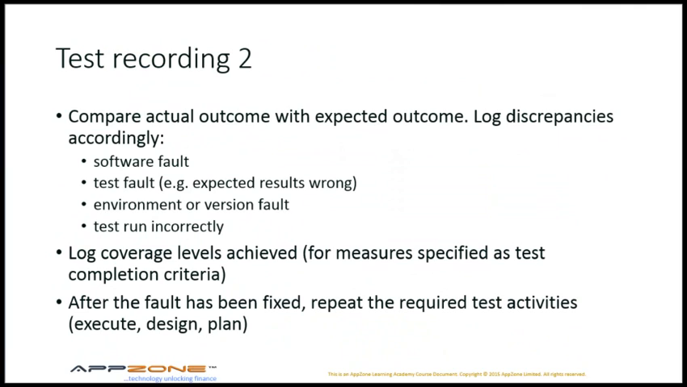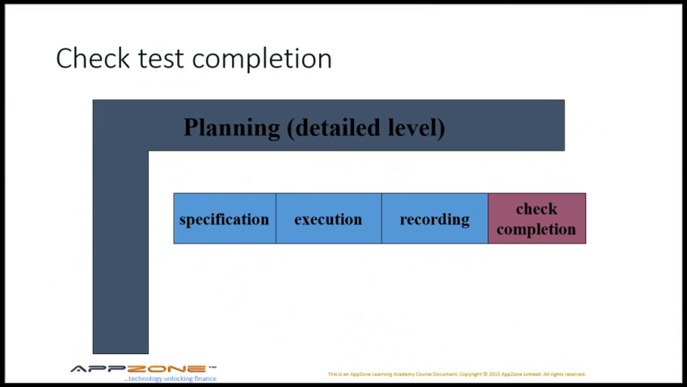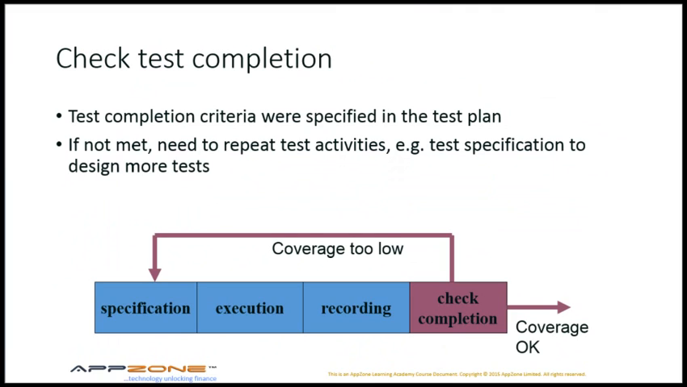After the fault has been fixed, you repeat the required test activities. You execute, design, and plan in that order. As in, you repeat the required test activities. You are retesting. Then you check the completion. At this time, you are rounding up your test.